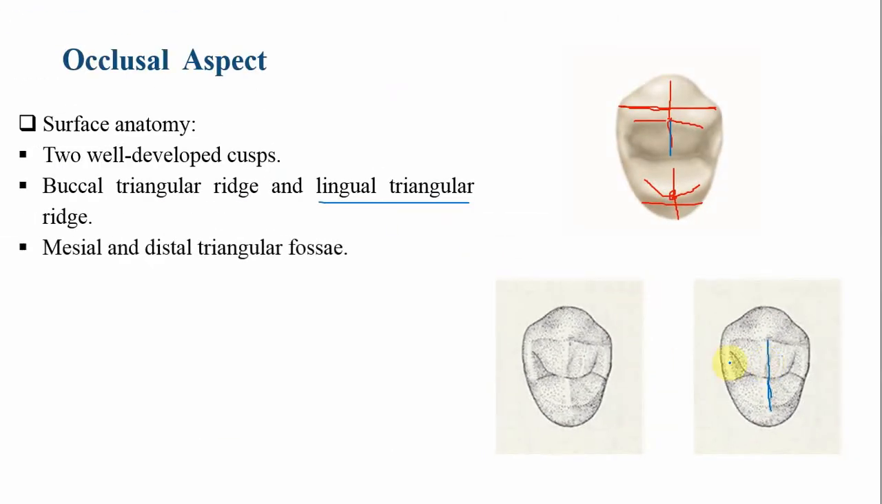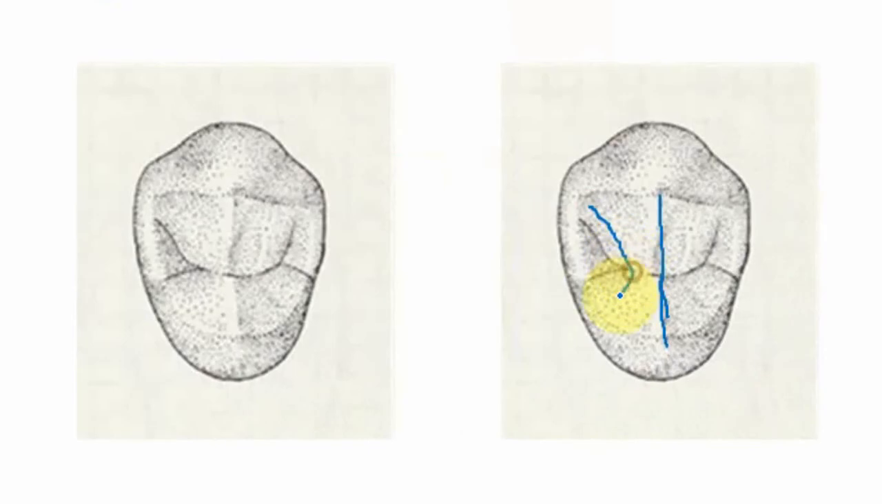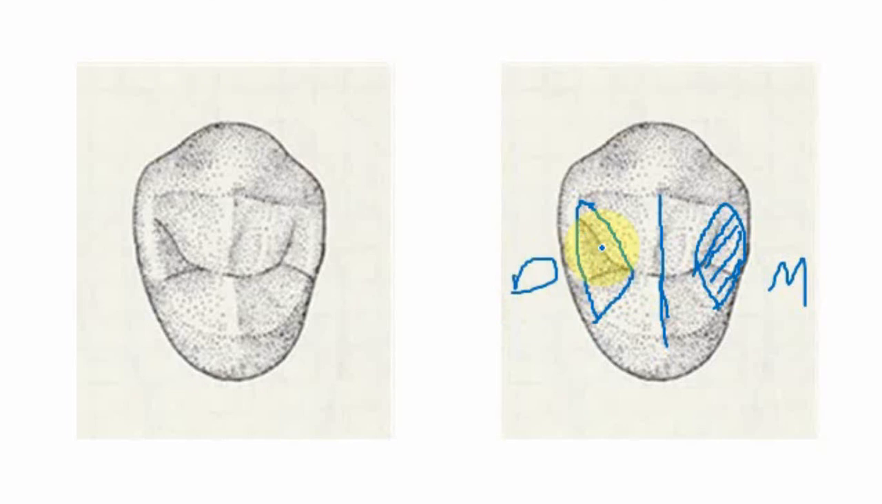There is a mesial triangular fossa and a distal triangular fossa. A triangular fossa is a three-dimensional depression that resembles an inverted pyramid, found mesial and distal to each marginal ridge. So distal to the mesial marginal ridge, we have the mesial triangular fossa. This is the mesial triangular fossa. And mesial to the distal marginal ridge, there is the distal triangular fossa.